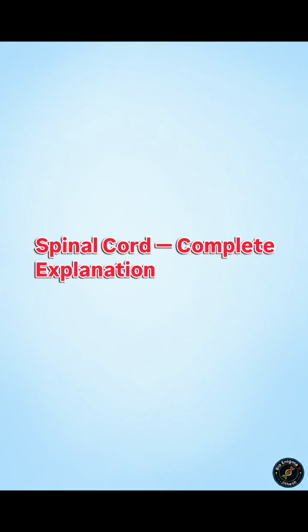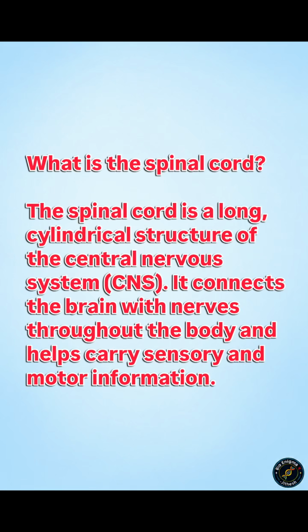Spinal cord. Complete explanation. What is the spinal cord? The spinal cord is a long, cylindrical structure of the central nervous system. It connects the brain with nerves throughout the body and helps carry sensory and motor information.